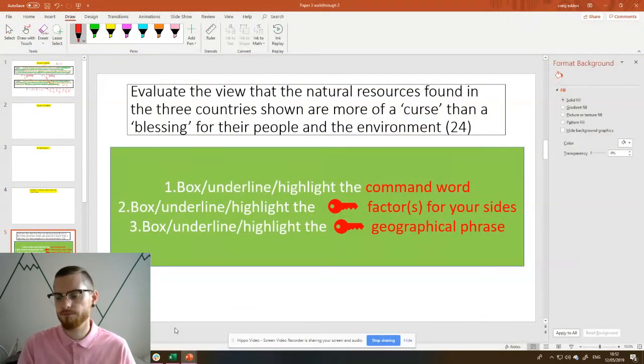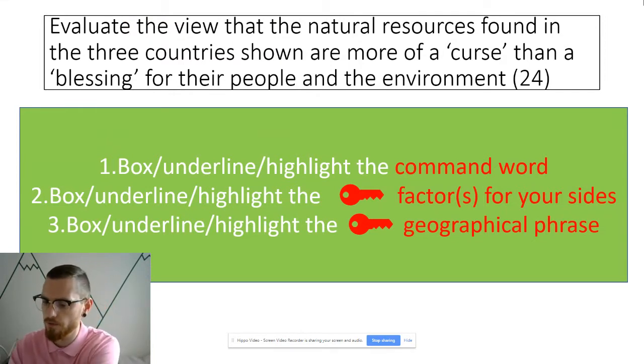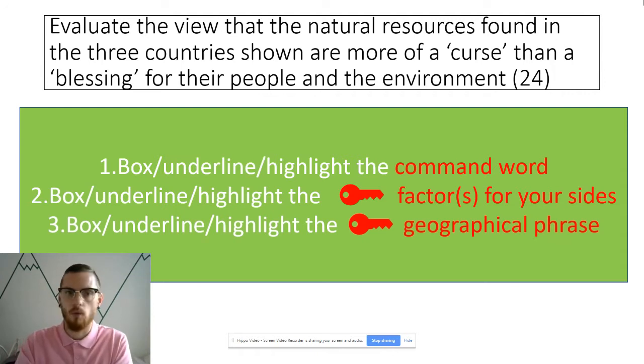Okay, first off, when you get onto this question, I would like everyone to do the following. Number 1, box, underline, highlight, whatever you prefer, the command word. Now, clearly, we know what that is. It's evaluate. Number 2, I would like you to box, underline, highlight the key factors for your sides.